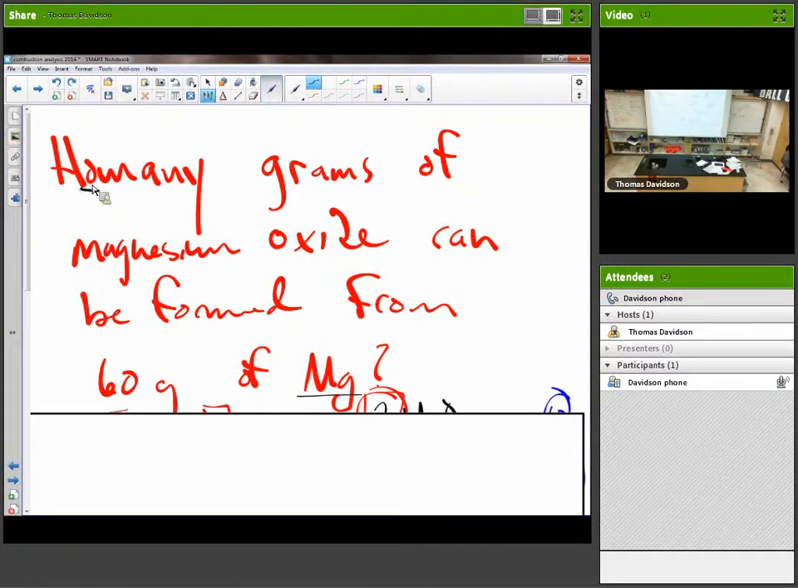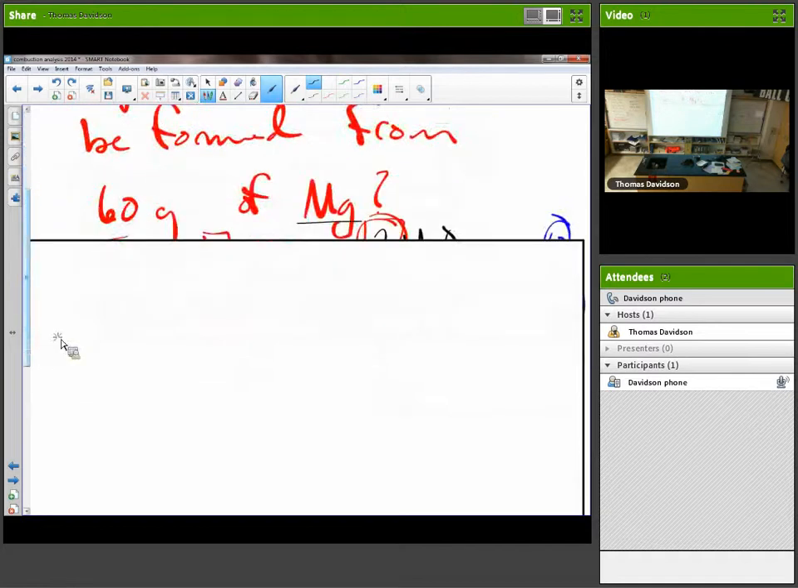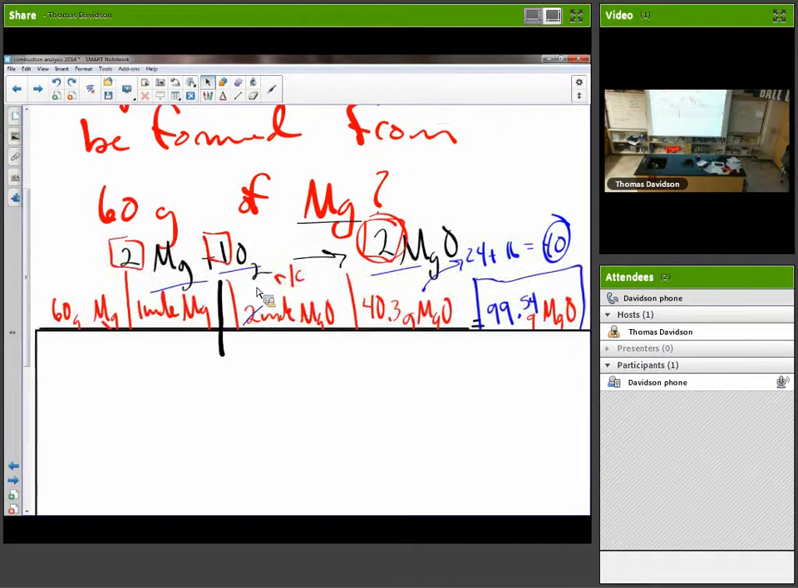How many? One of my favorite words in chemistry. How many grams of magnesium oxide can be formed from 60 grams of Mg? Let's see. Take that light off. All right. So I didn't feel like rewriting this from last year, so I just, oh, you got to be kidding me. I selected that thing. There we go.